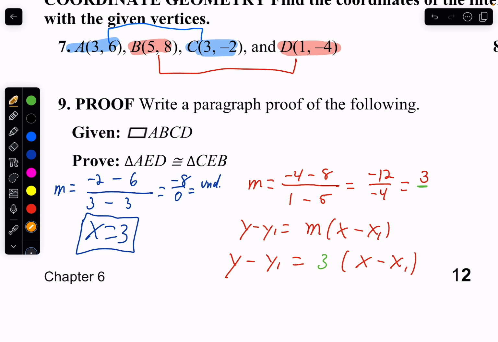I like working with positive numbers, so I'm going to work with 5 and 8. So x is going to be 5, so I'm going to take x1 out and plug in 5. I'm going to take y1 out and plug in 8. So that is my equation right there.